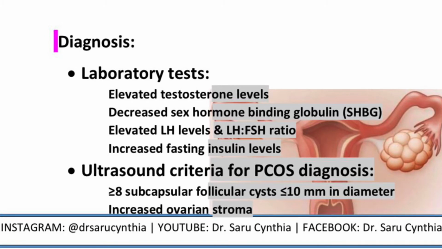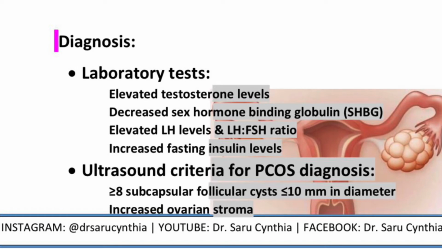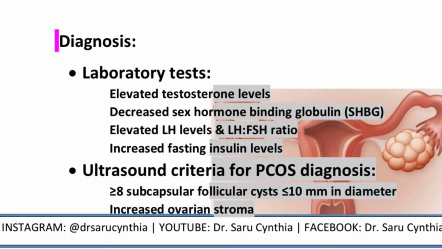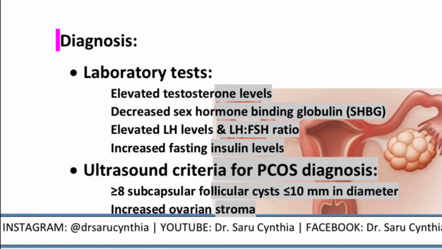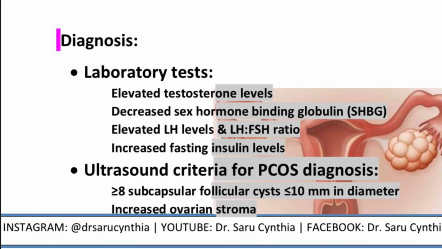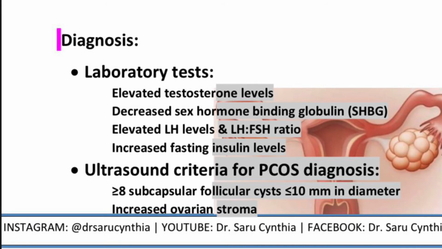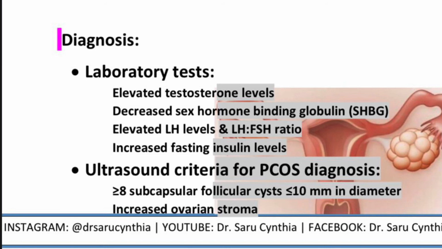So for the laboratory test, of course, you're going to do a whole array of a hormonal profile, and you find that the patient would have elevated testosterone levels. There is a decrease in the sex hormone binding globulin, and elevated LH and the LH to FSH ratio is increased. And sometimes you might find increased fasting insulin levels. On ultrasound, you're definitely going to find the polycystic ovarian morphology.